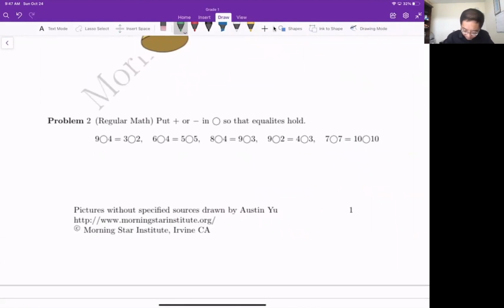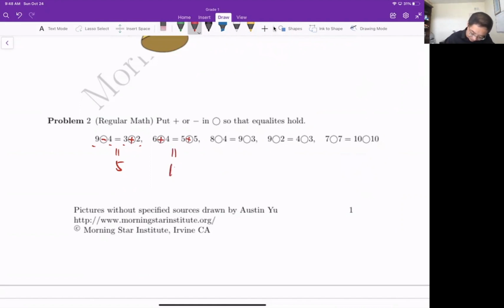Here we have 5 equations, and we want to put plus or minus in those circles so that these 5 equalities hold. All right, let's see how we should do it. The first one, I have 9, 4, 3, 2, and if I go with 5, then 9 minus 4 equals 3 plus 2, both of them equal 5. How about the second? 6, 4, 5, 5. How can we connect them together? Well, 5 plus 5 is 10, 6 plus 4 is 10. So I can just put a plus and a plus, both of them equal to 10.